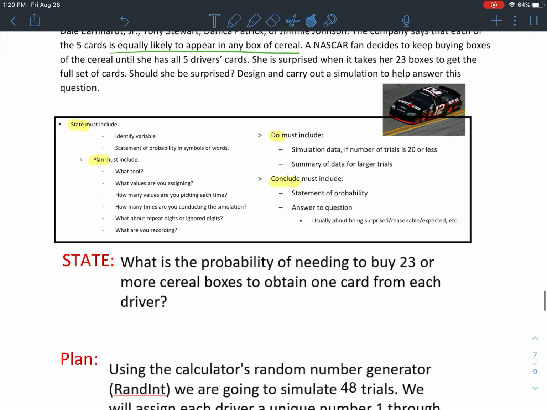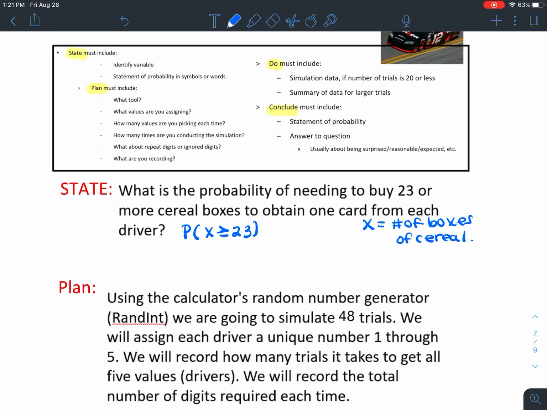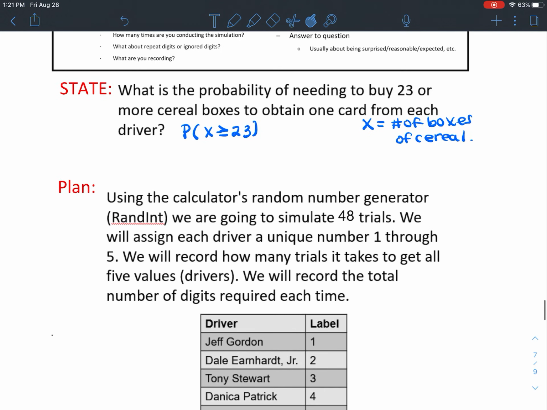I'm going to go ahead and write that in the form of a probability statement. We're going to let X represent the number of boxes of cereal, and she had to purchase 23. So we're just going to say, what's the likelihood of needing to purchase 23, or we'll just go even more extreme than that, or greater than 23 boxes? Because certainly if we discover that 23 boxes is an alarming number to have to purchase in order to get the 5 different cards, then we would probably conclude that anything more than 23 boxes is also alarming. So we'll just say, what's the probability of needing to purchase 23 or more boxes?